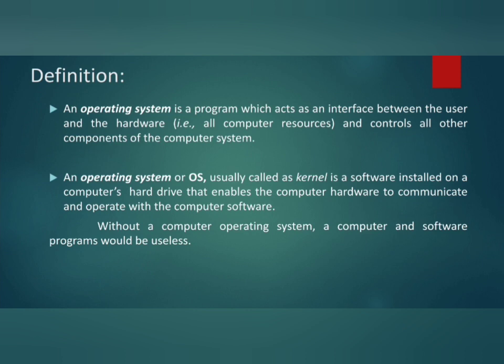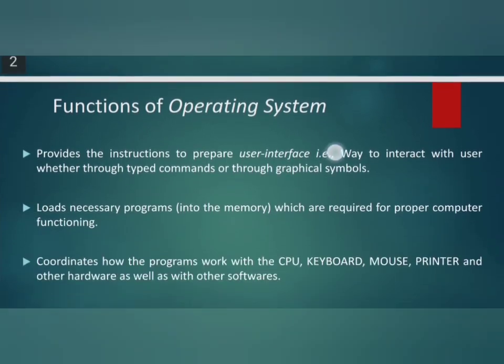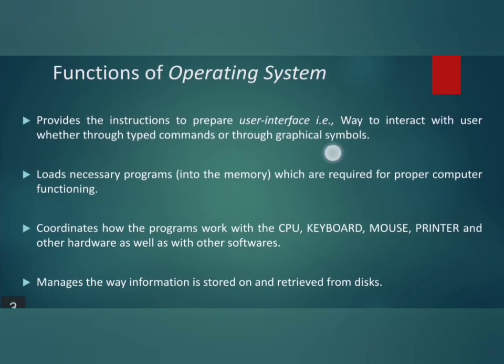So you can just take a screenshot or even you can note it down in your copy. So we'll now next move to functions of operating system. So here we have 4 functions of operating system. There are a lot more, but these are the basic 4 functions which an operating system encounters. So let's see. The first function is it provides the instruction to prepare user interface.